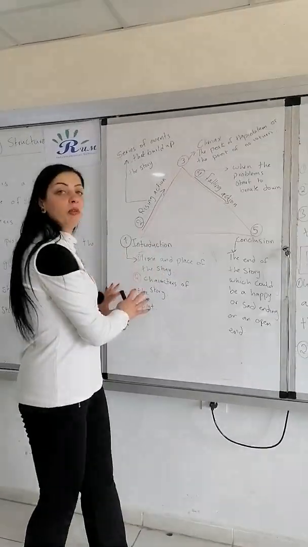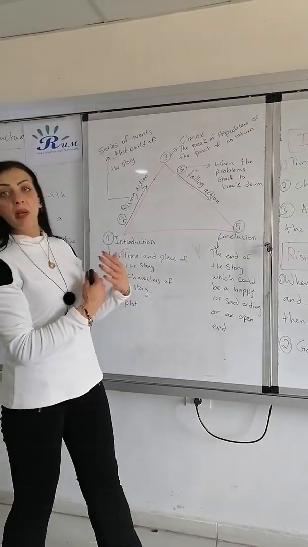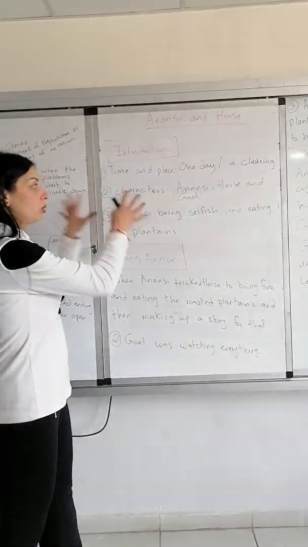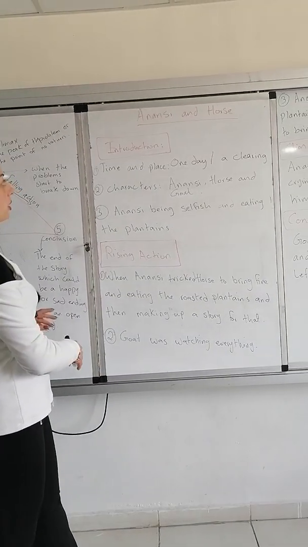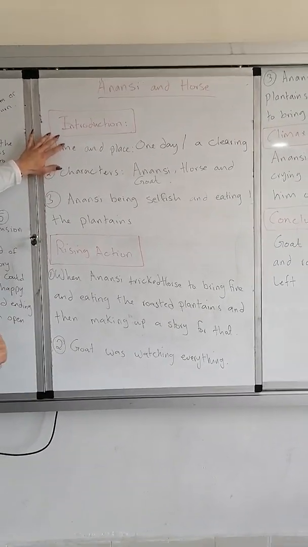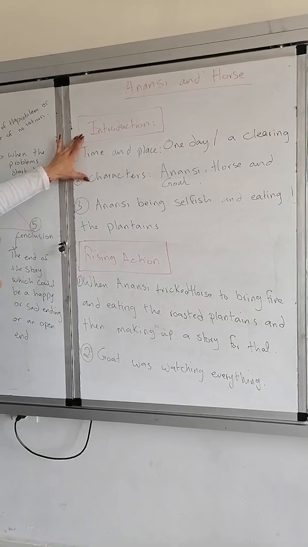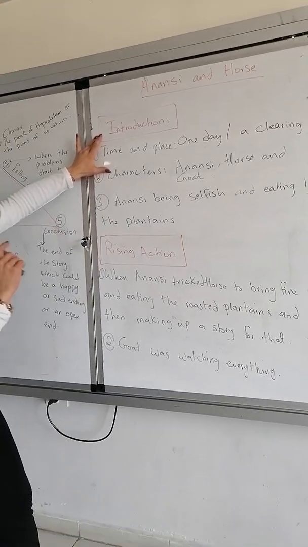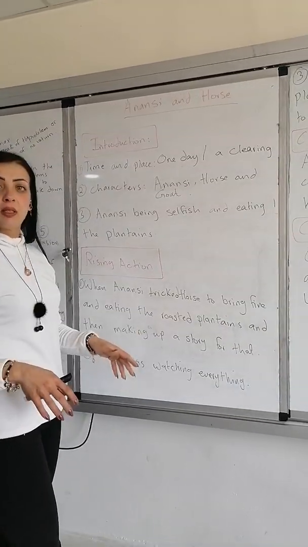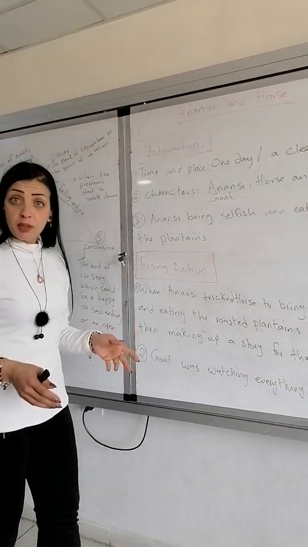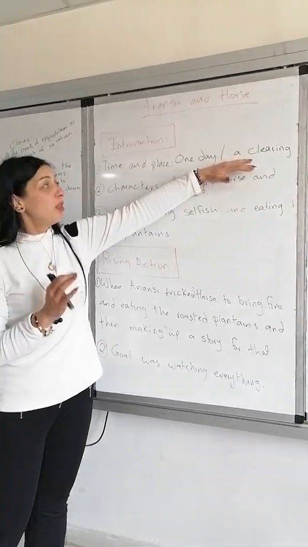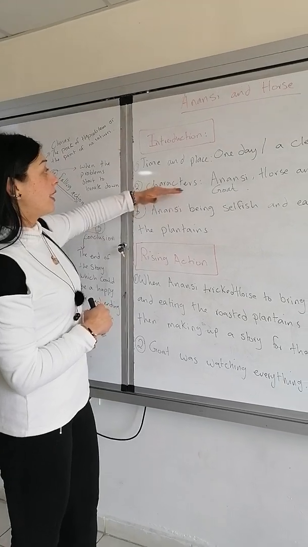Now, considering all of these, why don't we apply our story, Nancy and Horse, to these elements to work it together? From the introduction of our story, what is the time and place? It's one day. It is stated in the book, one day. One day, where did they meet? In a clearing. You could say a forest, a woods, it's okay too, but it was stated in the story, it was a clearing.